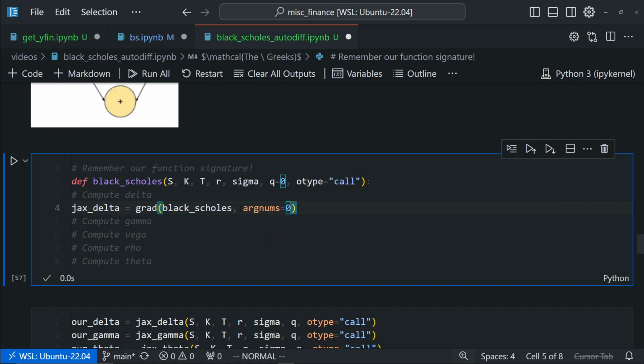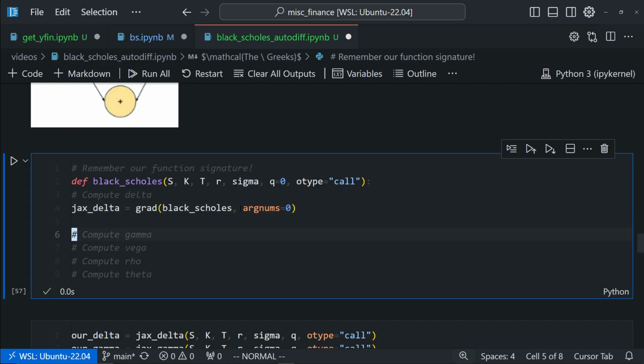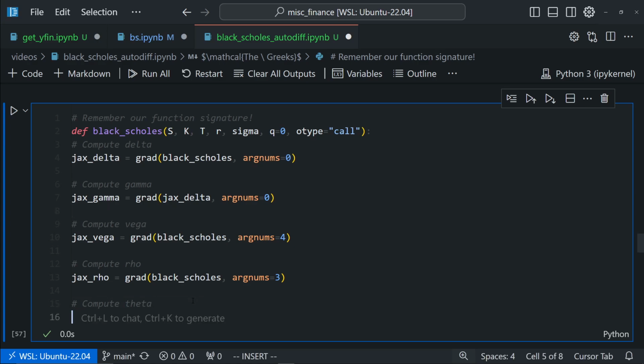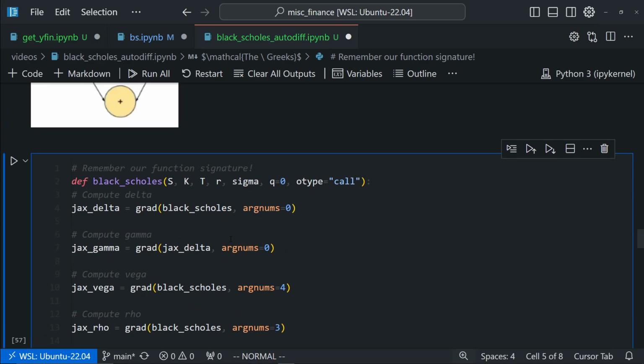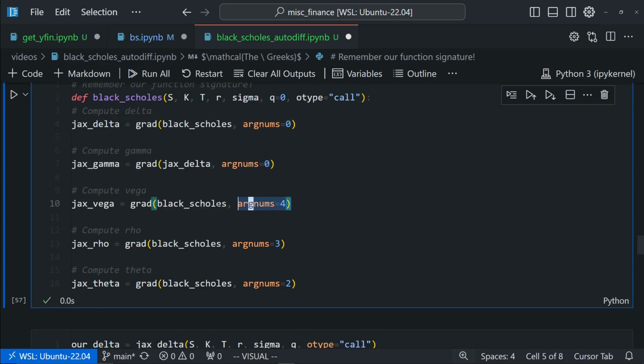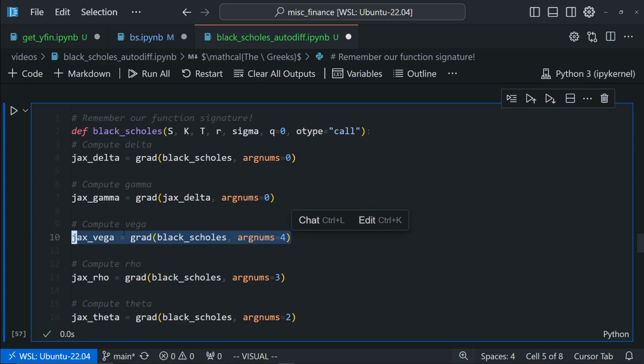Okay. And then I'll turn the LLM on so that it will help fill out the typing here, I should say. And I'll explain it to you now. So remember, you can write the gamma as the derivative of the delta with respect to S. So that would be argnum 0, and we're taking the derivative of the delta, which we just computed in the previous line. You can do the derivative of the option price with respect to the volatility, known as the Vega.